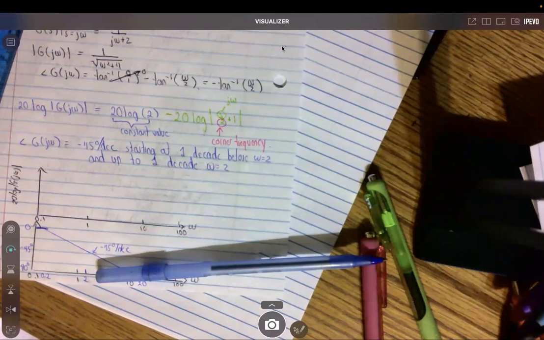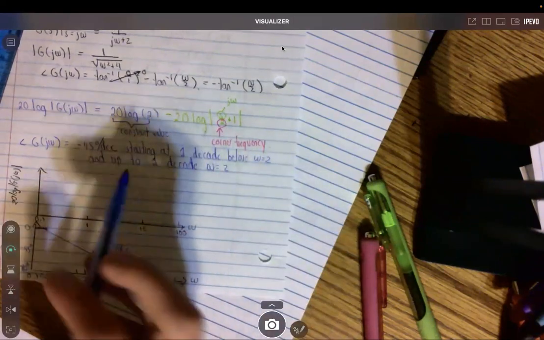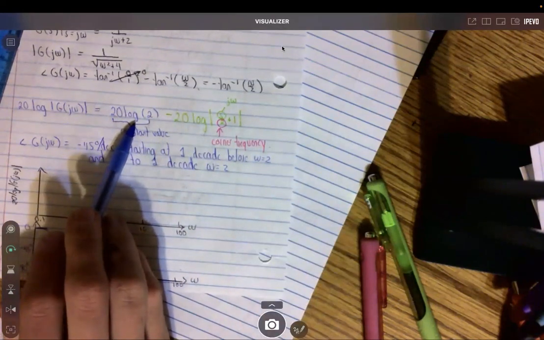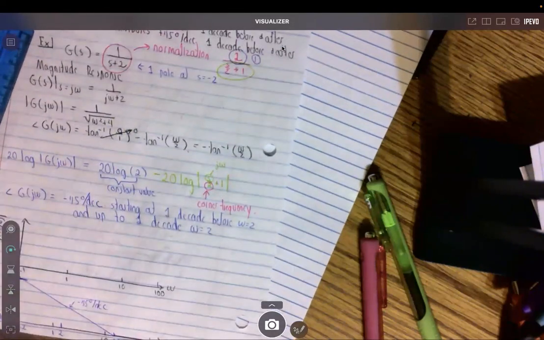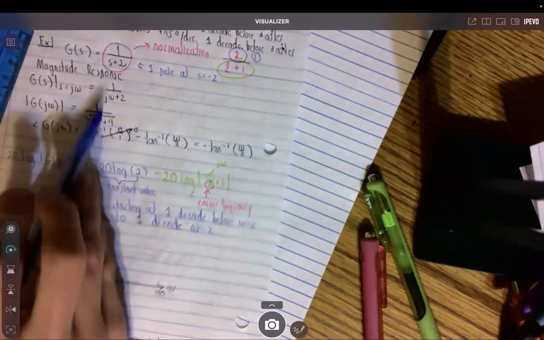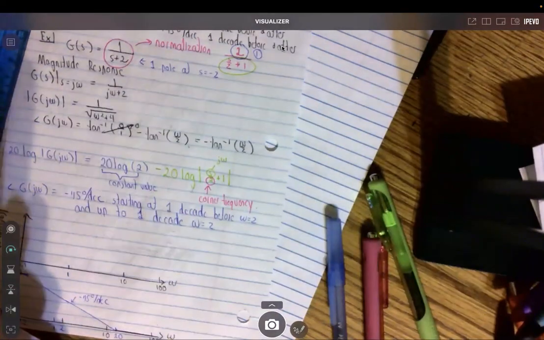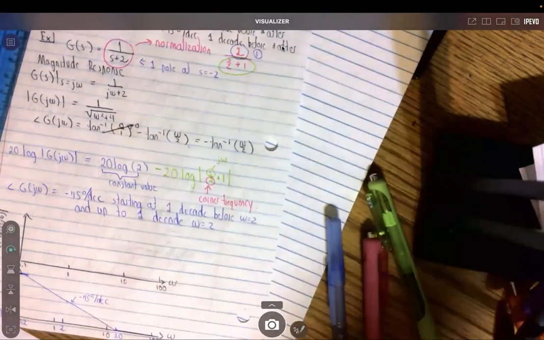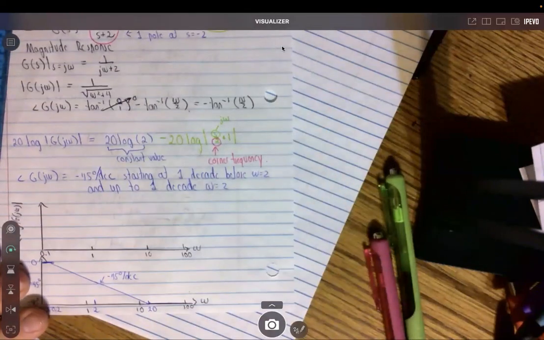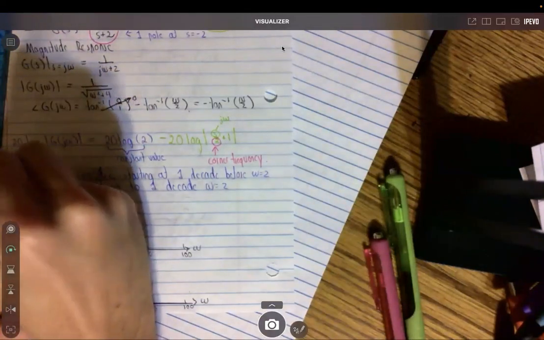Let's see if I had an example to show you guys, but it's fine if we don't. Okay, so basically here, notice that for the pole, we have a constant value in our numerator. And so due to the constant value, we're going to be looking at all that. On your calculator, you're going to see that 20 log of 2 is approximately 6.02. And so when it starts out, it will be at 6.02.